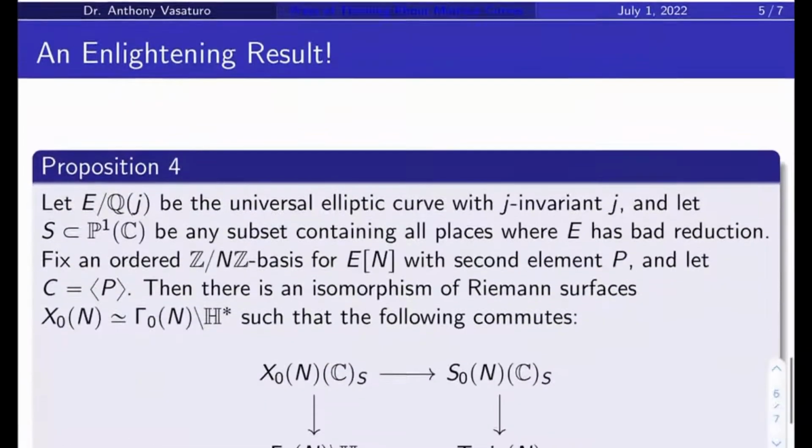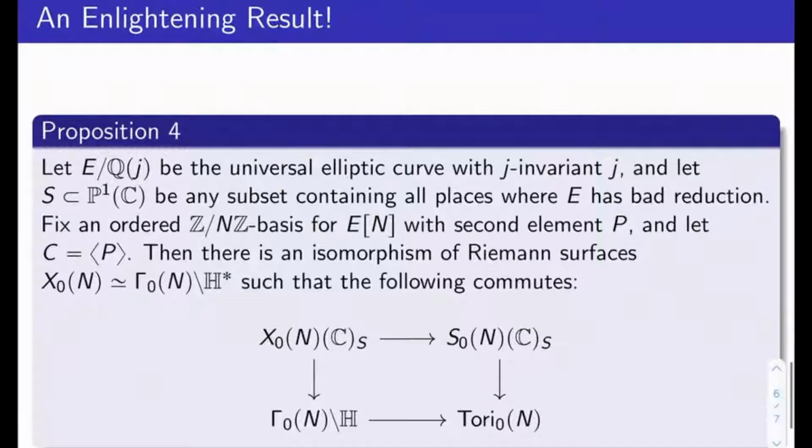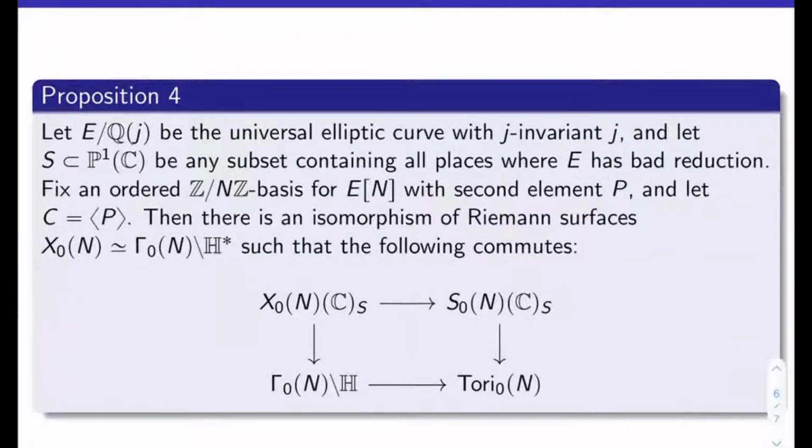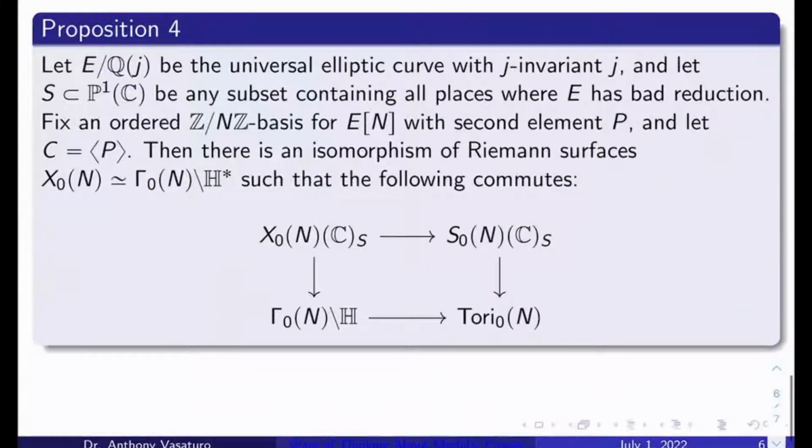Okay, so here's the enlightening result for today. I'll call it proposition 4. I'm just going by the numbering in my notes. Let's let E over Q adjoin j be the universal elliptic curve with j-invariant j, or just any elliptic curve over Q adjoin j with j-invariant j. Let's let S be any subset of P1 of C containing all of the places where E has bad reduction. So we want S to encompass places that we don't want to consider, basically, right?